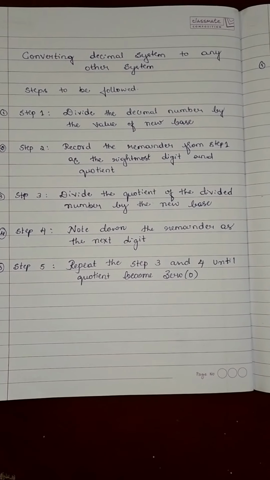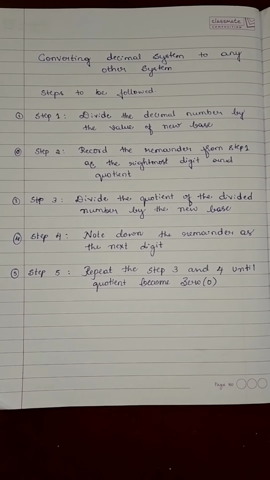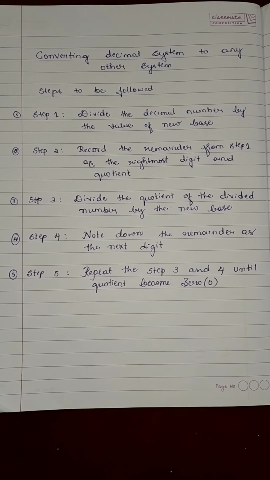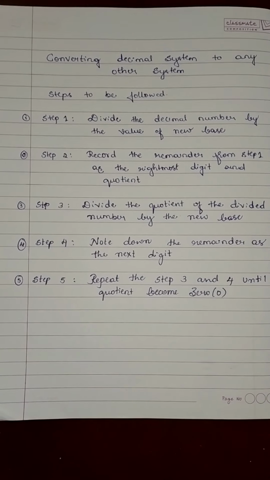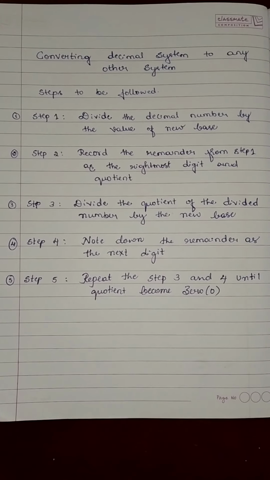Hello students, till now we have learnt about what is number system and what are the types of number system, and what are the subgroups or subtypes of positional number system. So that includes binary, octal, decimal and hexadecimal. So now we'll see how to convert the decimal number system to any other number system.